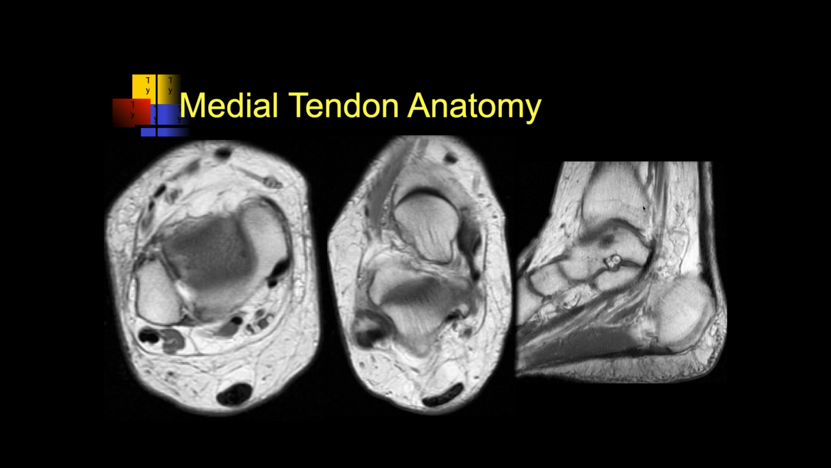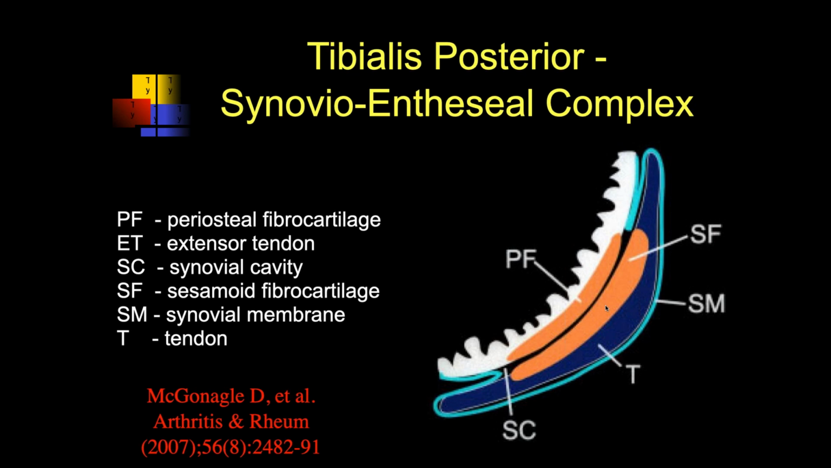On the sagittal images here we can see the flexor hallucis longus tendon coming down under the sustentaculum tali, and then vessels out here.